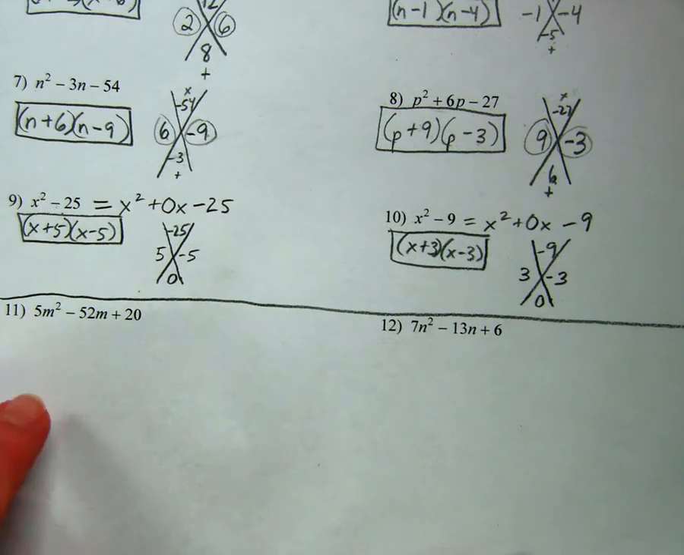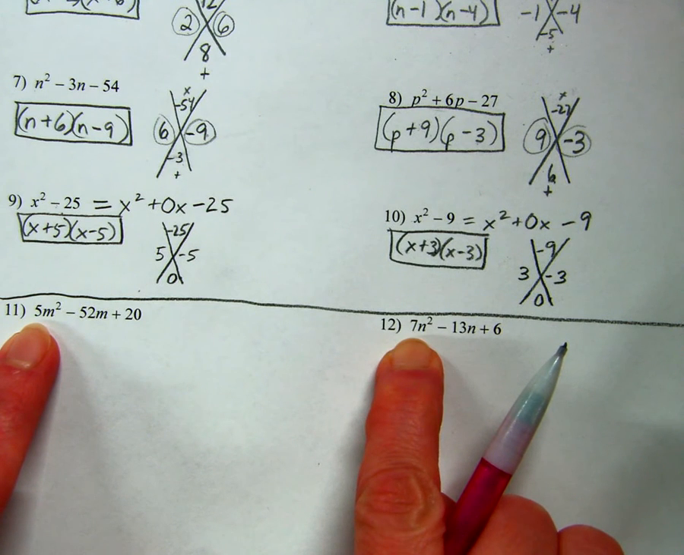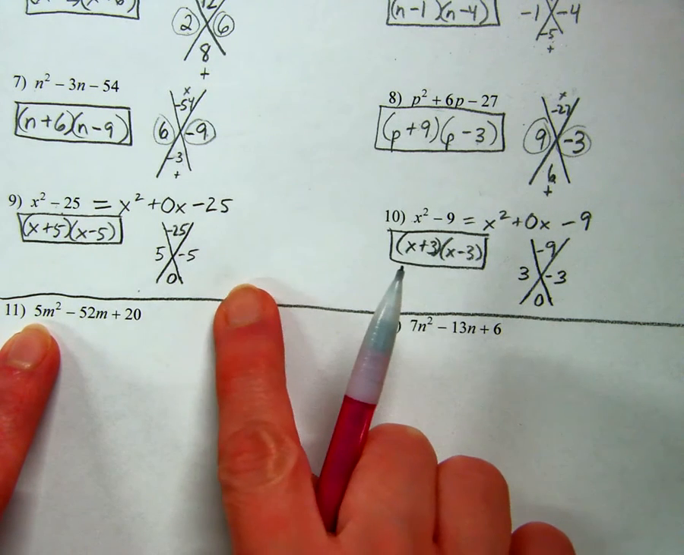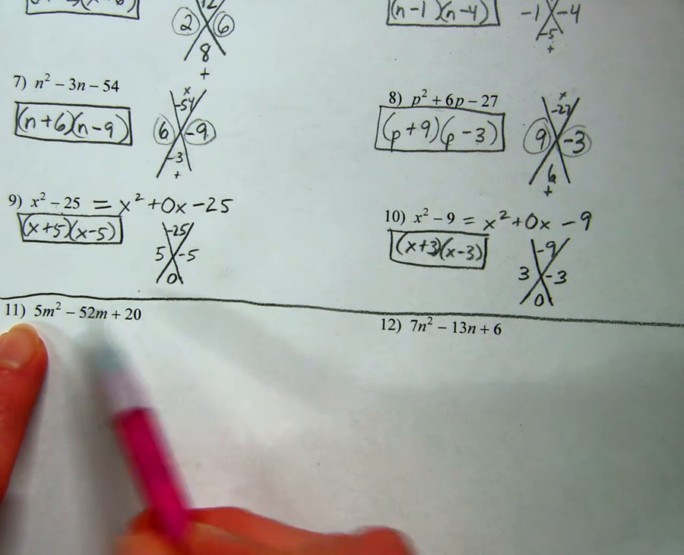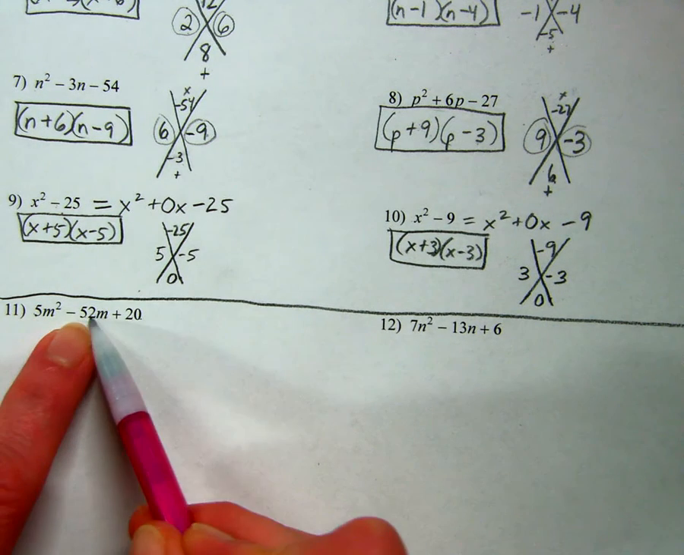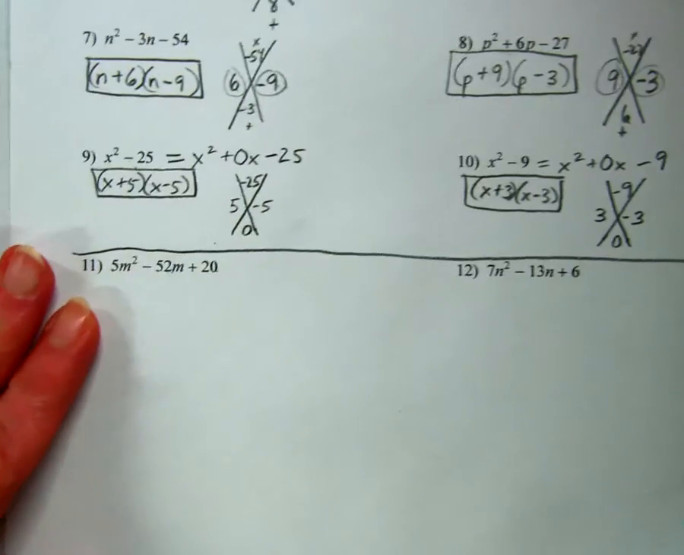The thing that makes 11 and 12 different, if you look at the first term, is there is a coefficient that is not 1. And that changes everything. That means that this shortcut up here is not going to work. And if we check, there's no common factor that could come. The 5 and the 20, maybe I could take 5 out of, but 52 wouldn't. So I can't use a common factor there either.